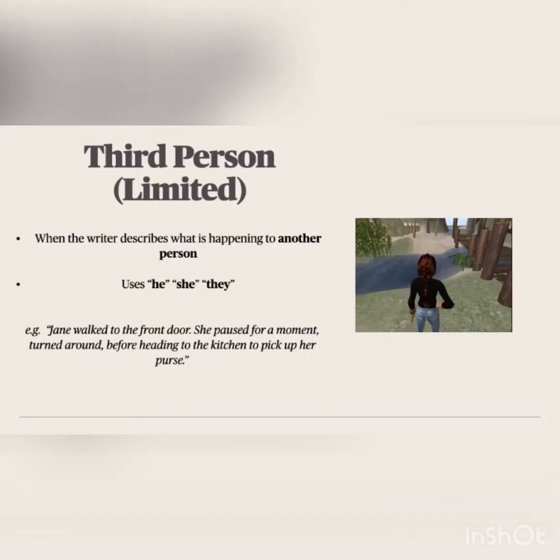Then we have third person, and this is often called third person limited. So this is used when the story is about he or she or they, and the writer uses third person pronouns to describe what is happening to another person, most commonly the main character as well. This means that the narrator is outside of the story, and it's often referred to as third person limited narration, as the narrator is relaying the experience of a particular character, but without having access to their innermost thoughts and feelings.